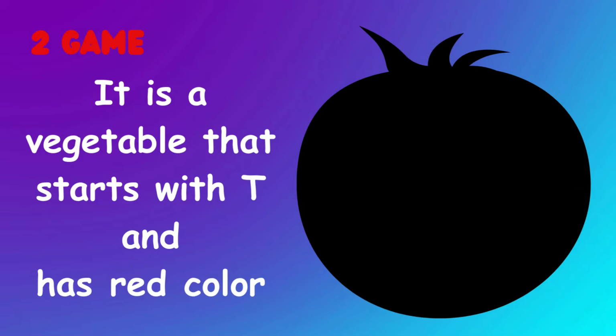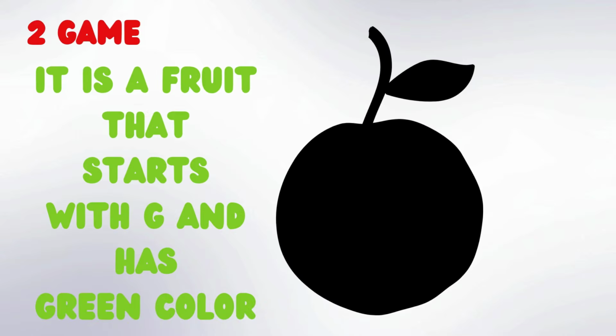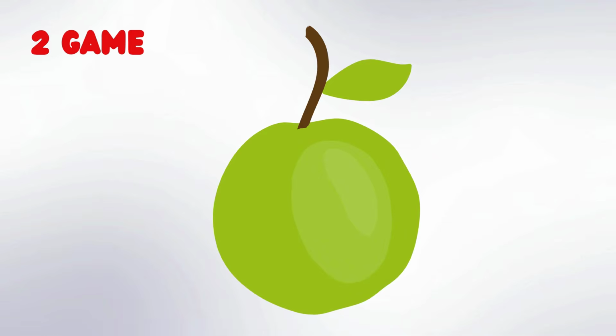Hint, it is a vegetable that starts with T and has red color. Can you guess it? Yes, it was the tomato that was hiding behind the black blanket. Hint, it is a fruit that starts with G and has green color. Can you guess it? Yes, it was the guava that was hiding behind the black blanket.